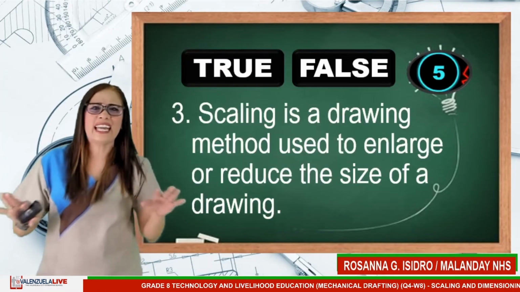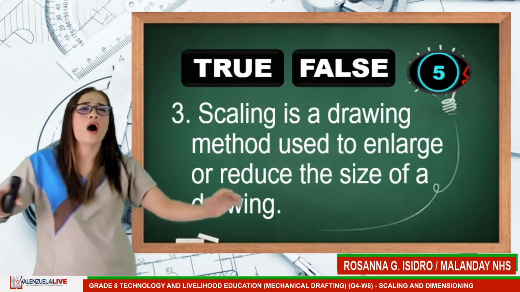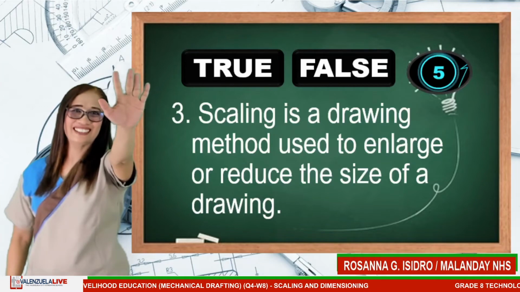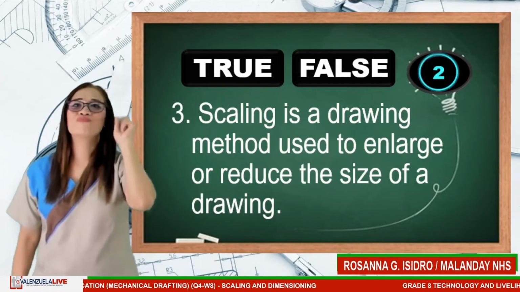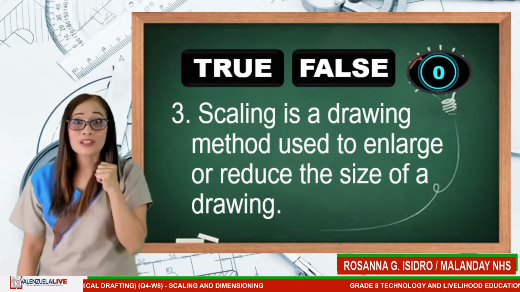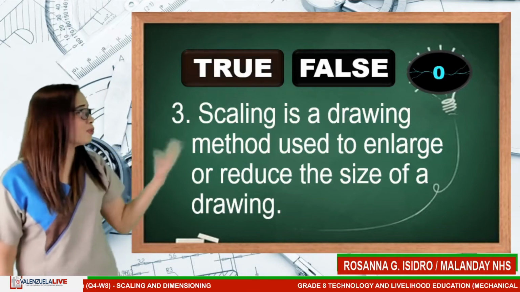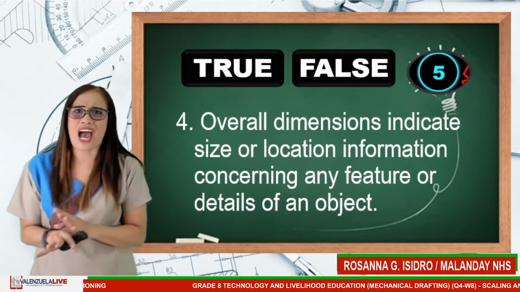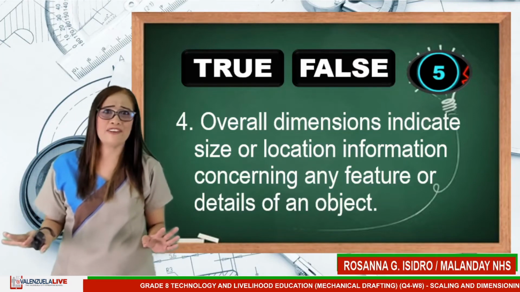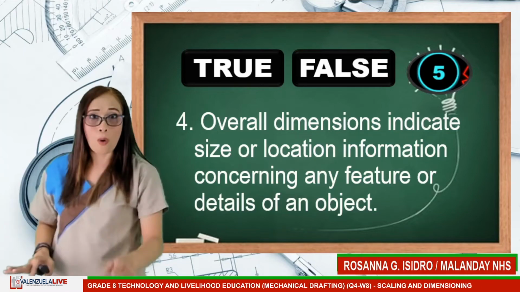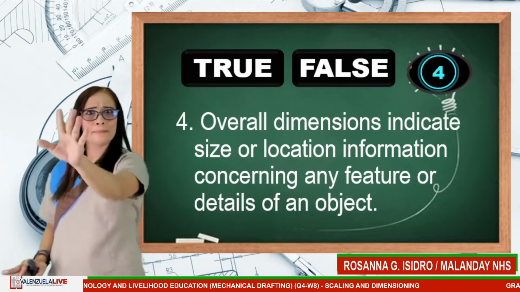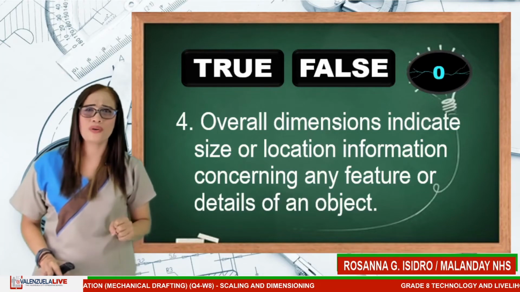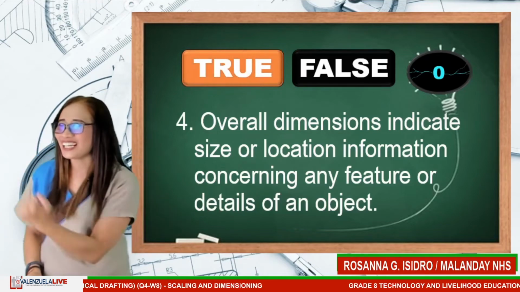Number three, scaling is a drawing method used to enlarge or reduce the size of a drawing. It is true or false? Your time starts now. Oops. If your answer for number three is true, perfect. Next, number four, overall dimensions indicate size or location information concerning any features or details of an object. True or false? Your time starts now. If your answer for number four is false, you got it right.